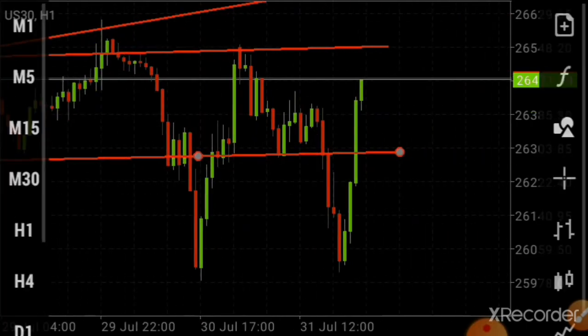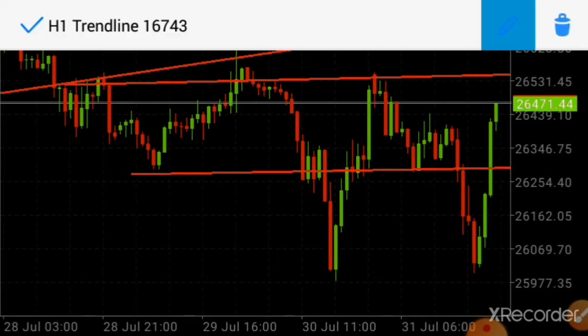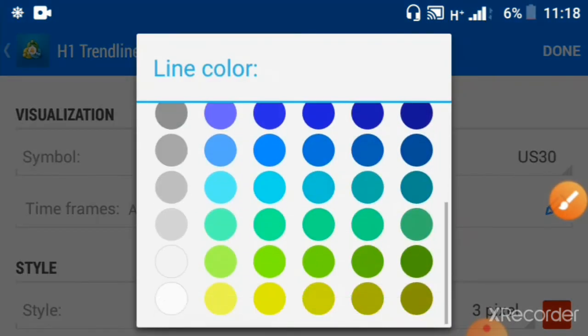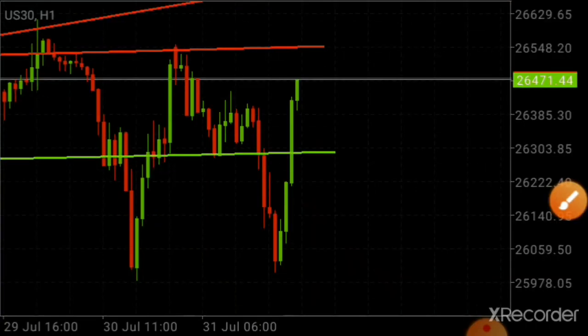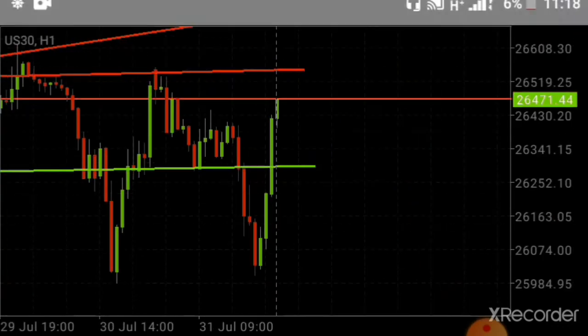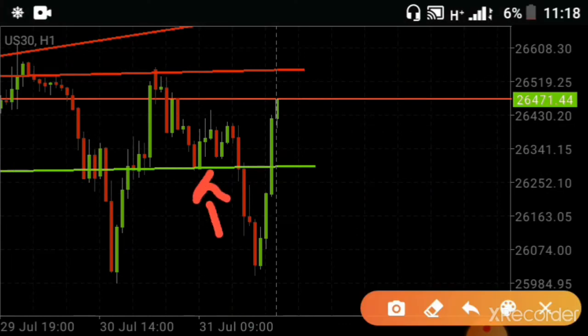So okay, let's make support green so we can identify it easily. Green. Done. Then let's make our resistance red. So it's already red. So this will be our support, and this will be our resistance.